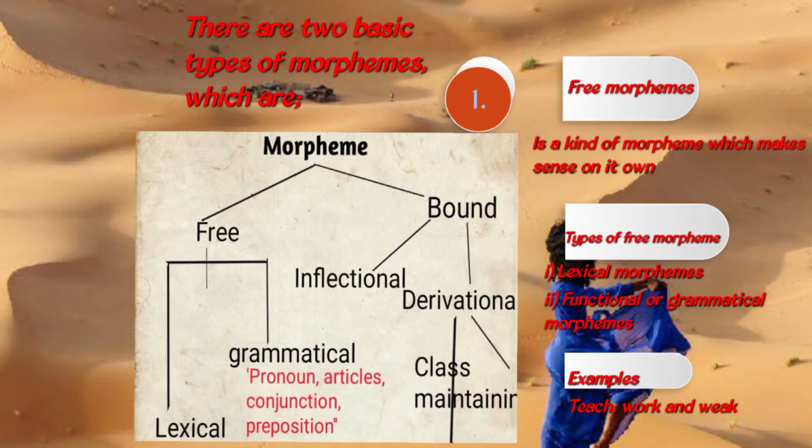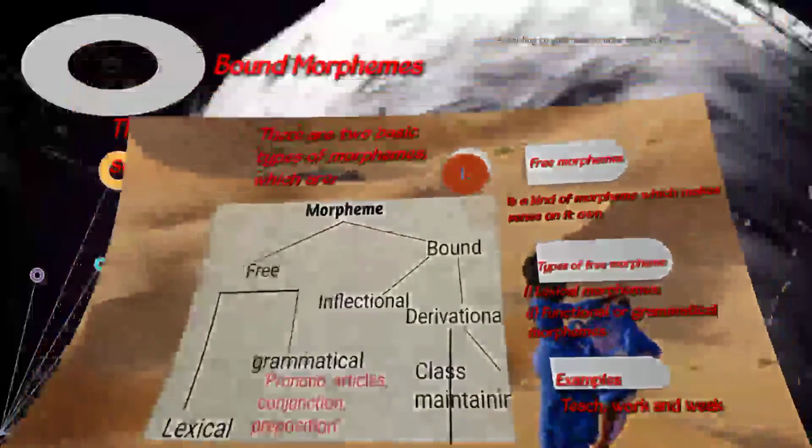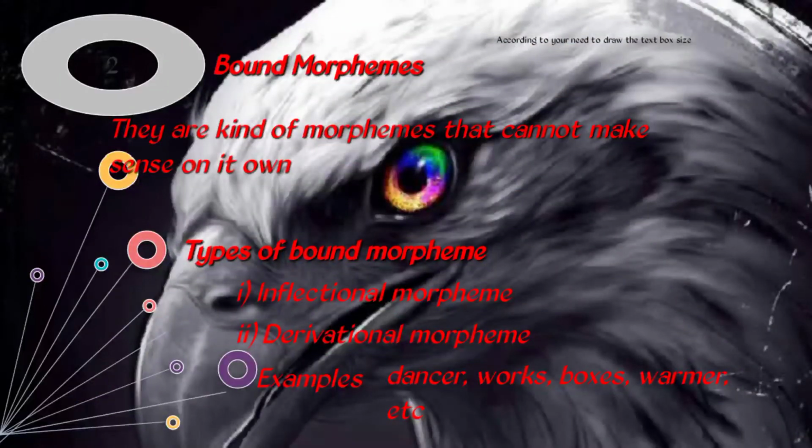Now functional or grammatical morpheme, that's the type of morpheme that does not make sense unless it is attached to a base or root morpheme or root word. So these are the two types of free morpheme. Now let's go to bound morphemes. They are the kind of morphemes that cannot make sense on their own. Now types of bound morpheme, we have the inflectional morpheme and the derivational morpheme.